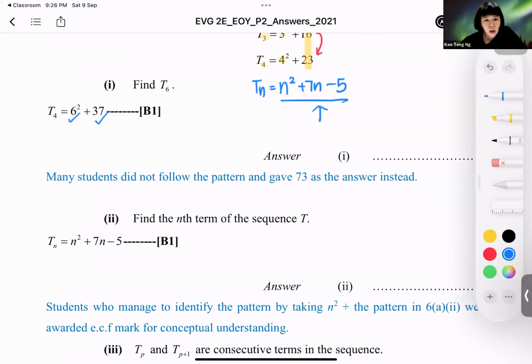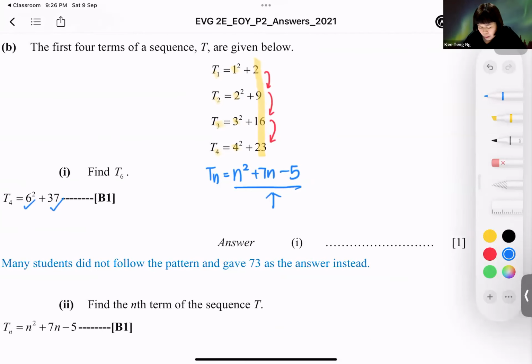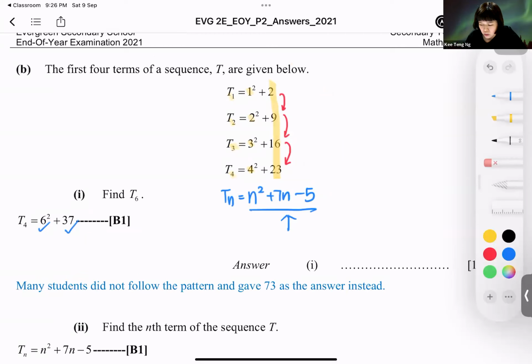Then, but they want T6. So when they want T6, the answer in the answer blank should not be just the answer 73. This is not correct because the term of the sequence, the way they write it, is this whole line itself. They did not equate it and give it a number. The common mistake students make is to calculate this and put it as the answer.